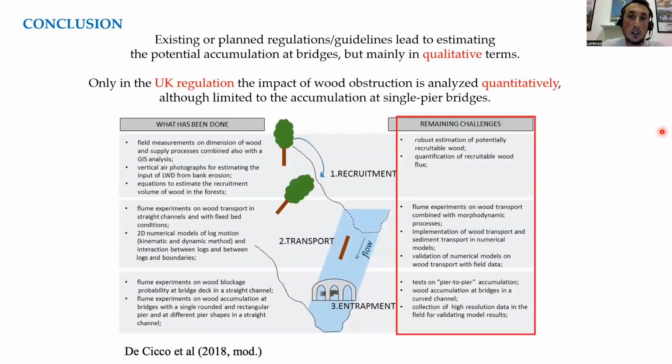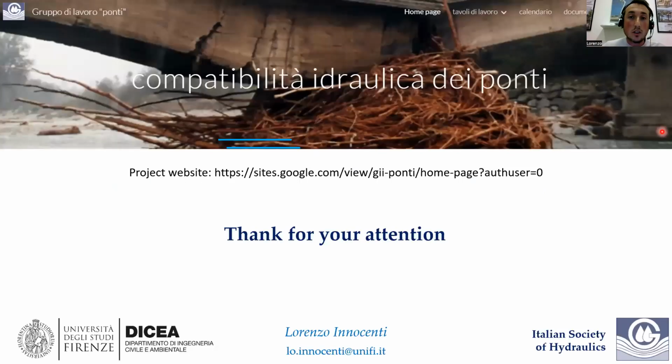Here there is a scheme, a table that reports the remaining challenges for all the processes connected with the presence of large wood in rivers. This table comes from a few years ago, from 2018, from the work of De Cicco et al. But these tasks remain open, so it's something on which we have to work and to consider while designing a structure such as a bridge. So with this slide, I thank you for your attention.